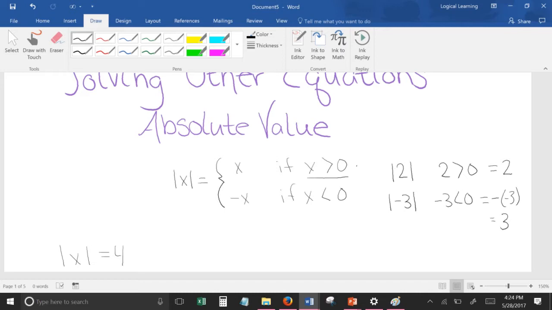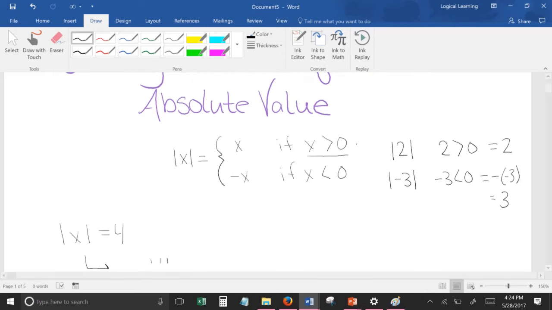So it's a fancy way of saying basically it's always positive, regardless of what's inside the absolute value. We're going to take the positive result. But that doesn't mean that what's inside the absolute value can't be negative. In fact, lots of times it is.